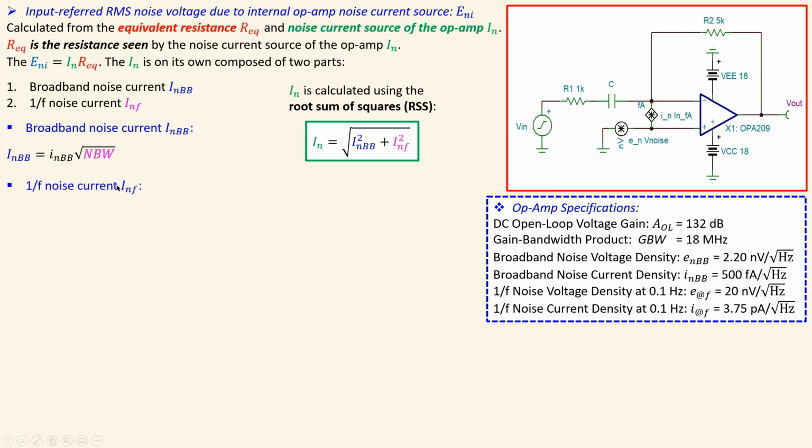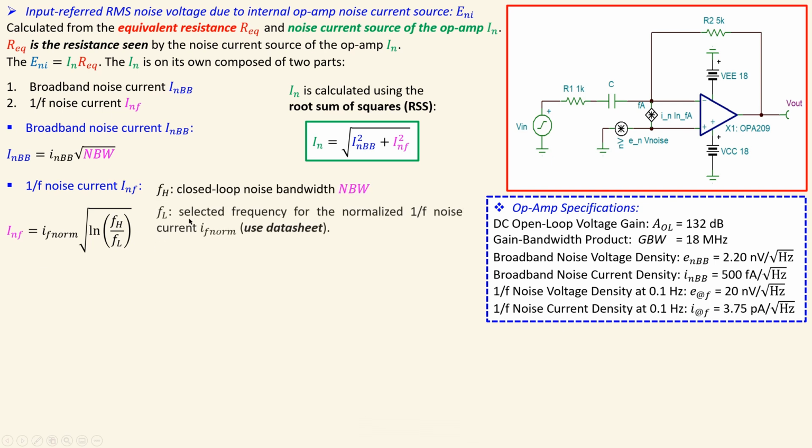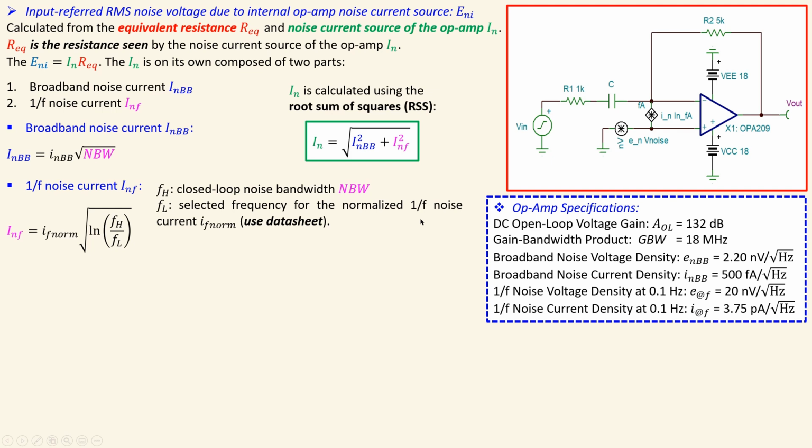Now we have also the 1 over f noise current, which is then given by this expression, very familiar, also similar to that 1 over f noise voltage. Now if I first calculate this normalized current, then we can move on and determine the noise current source in RMS for each capacitor case. Now the FH here is the closed loop noise bandwidth. FL is some specific selected frequency for that 1 over f noise current, and the value of that FL is commonly taken as 0.1 Hertz, but any other value will do if you just stay in that 1 over f noise region.